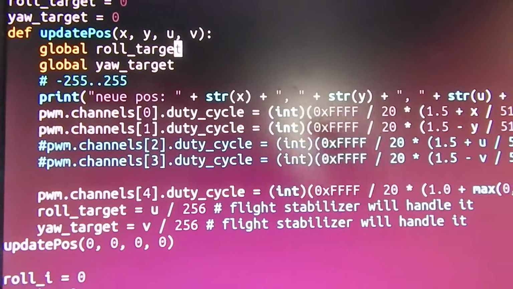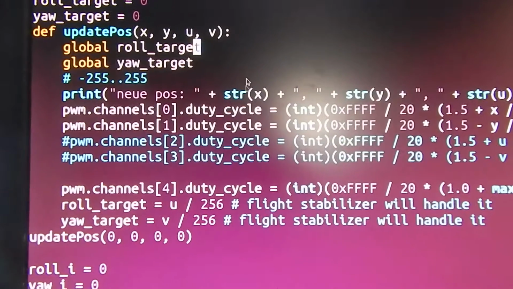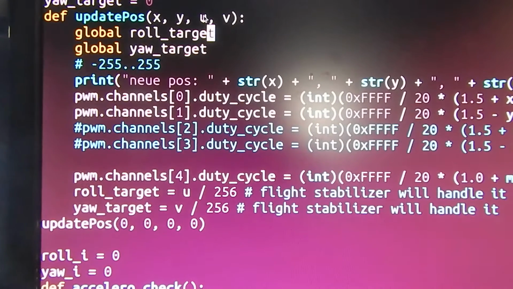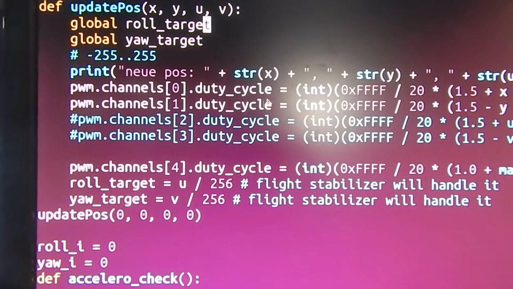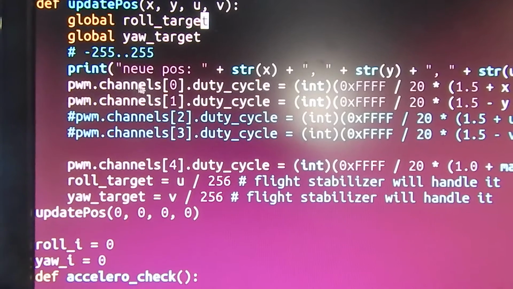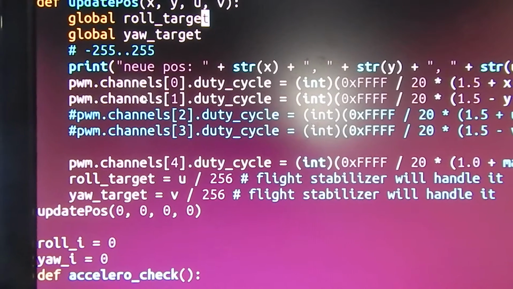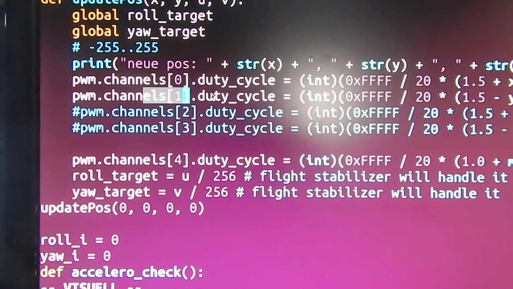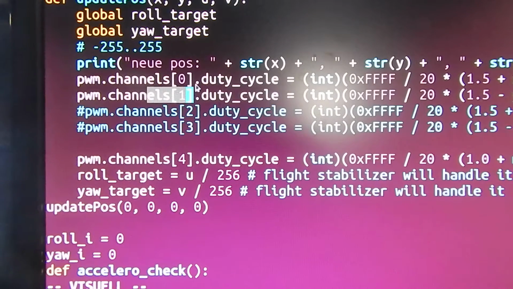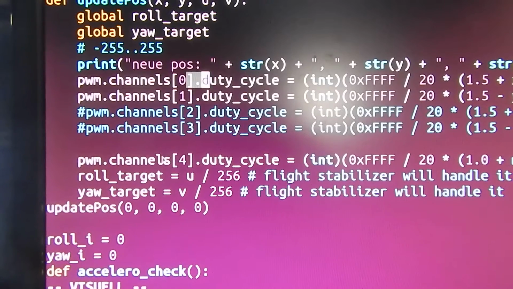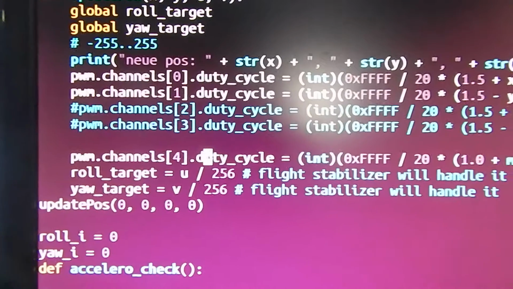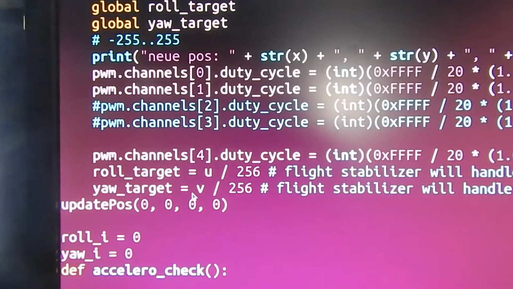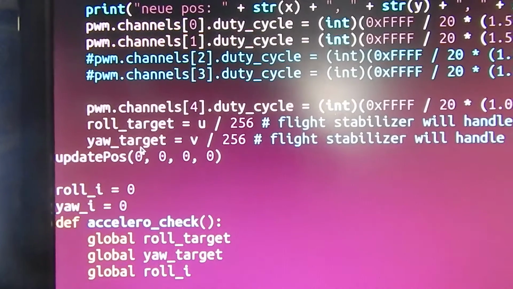This is the implementation of our flight stabilizer. So we have our input values x, y, u, and v. X and y are directly written to the rudder. No, x is the side rudder and y is the motor throttle. And u and v, so my two other axes, are written into a variable called roll and yaw target.